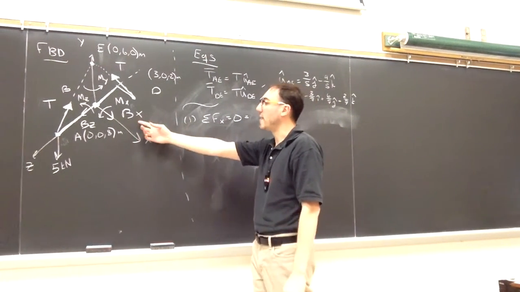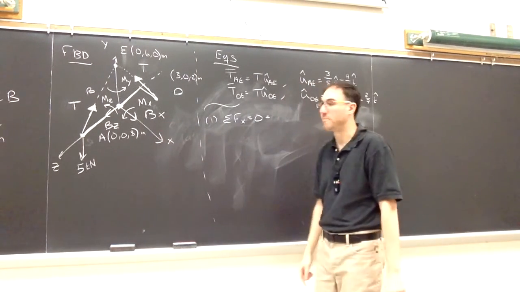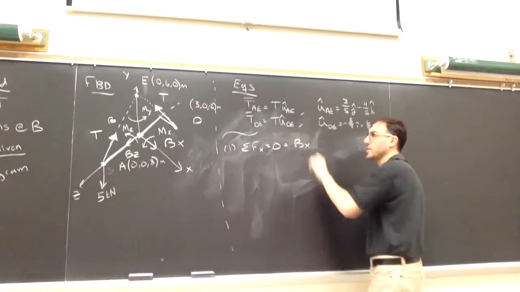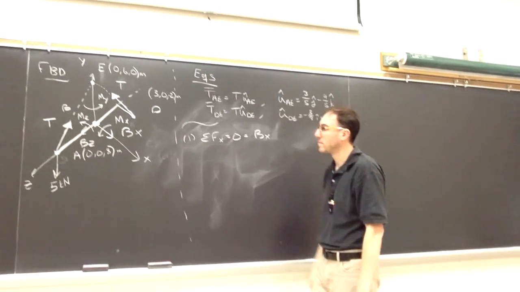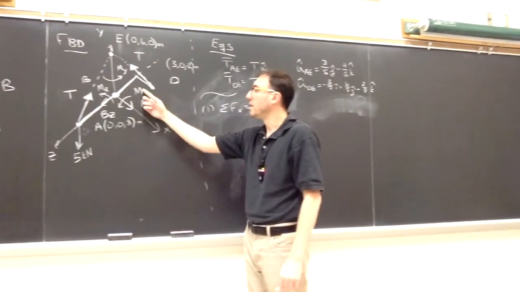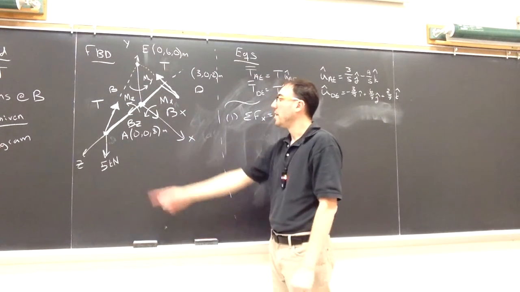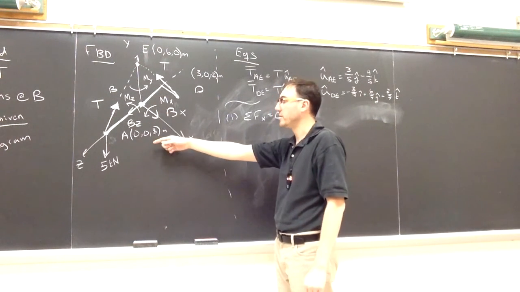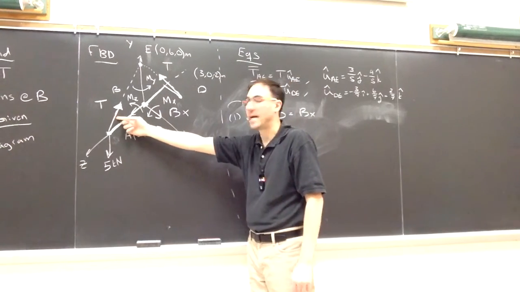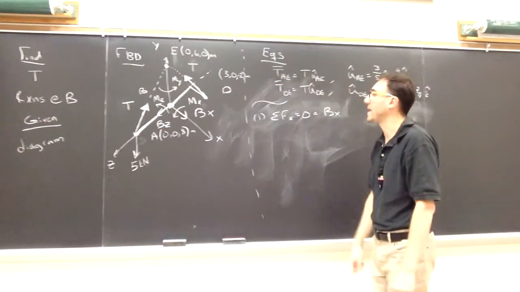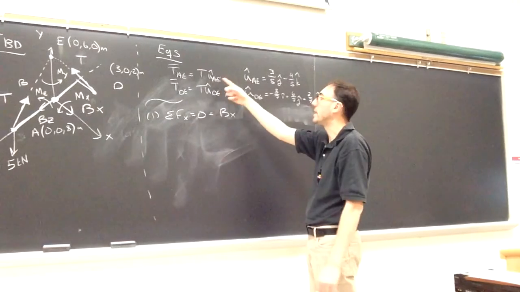Based on my free body diagram, I have all of Bx is in the x direction. None of Bz. These are moments, so they're not going to be in my force equation. The 5 kilonewton is in the y direction. So some of this tension will be in the x direction. So that is from A to E.